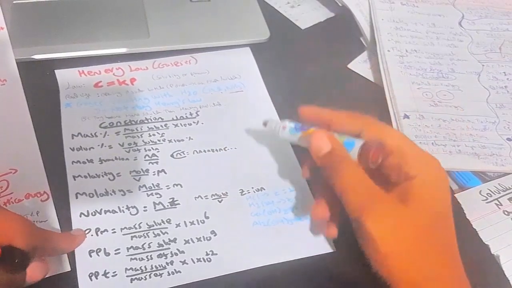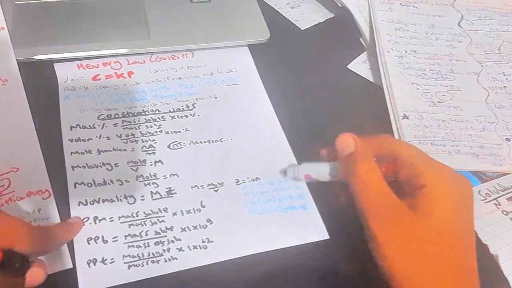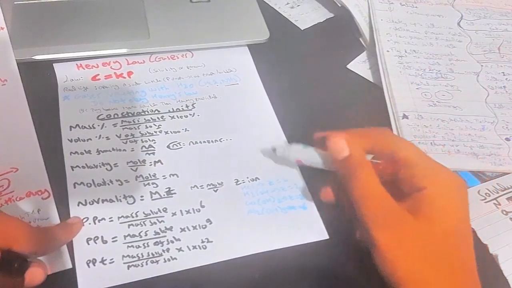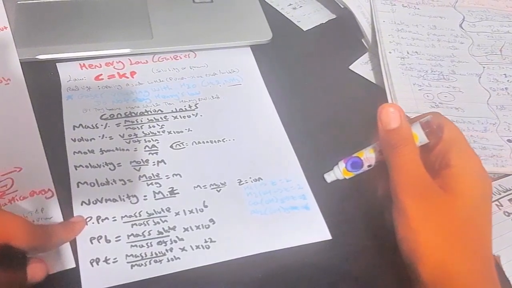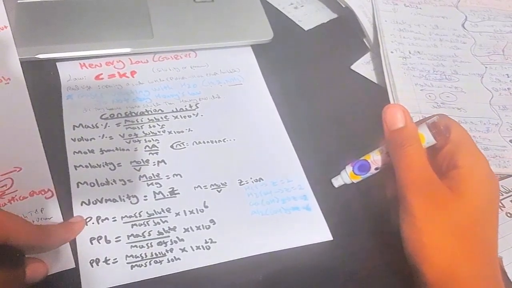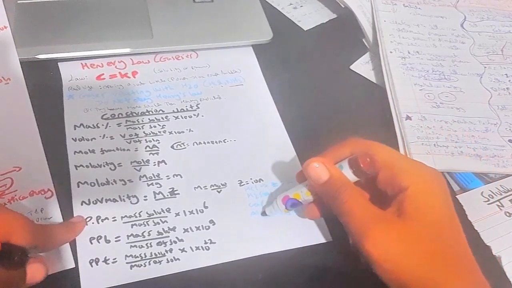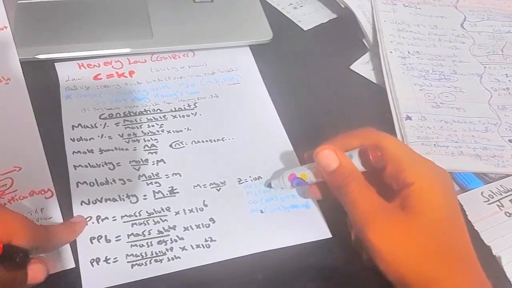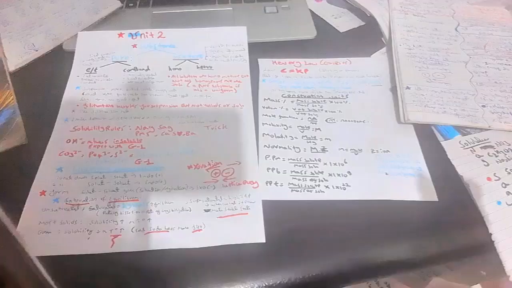Equivalent is based on the ion. For example, in HCl, hydrochloric acid loses one electron, so Z is 1. In sulfuric acid, Z is 2. In calcium hydroxide, Z is also 2. In aluminum sulfate, Z is going to be 6, because aluminum has a valence of 3 and there are 2 of them, so 3 times 2 is 6. That's what we call the equivalent.